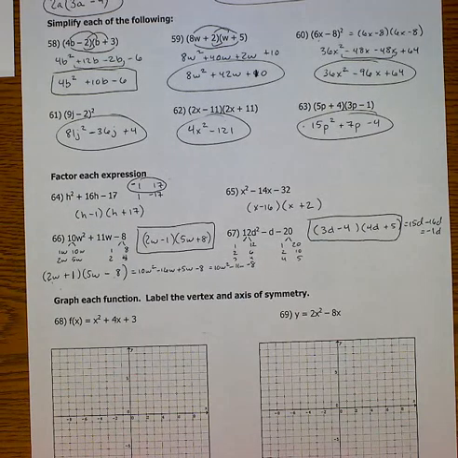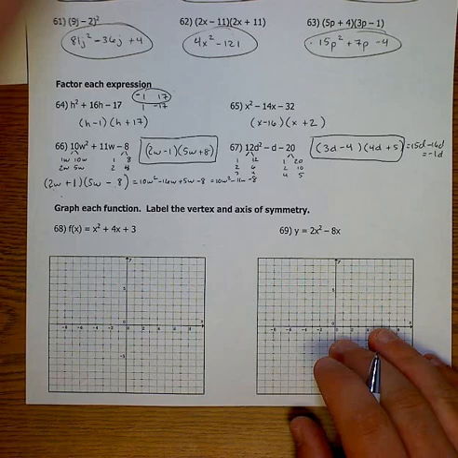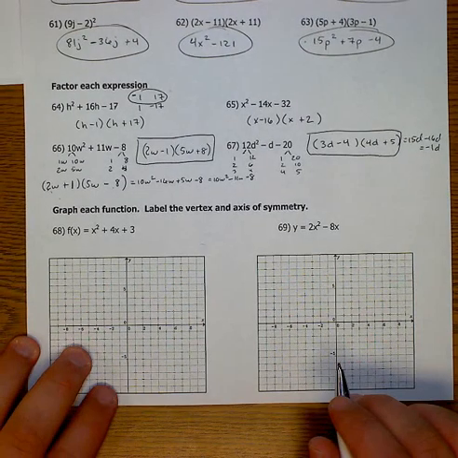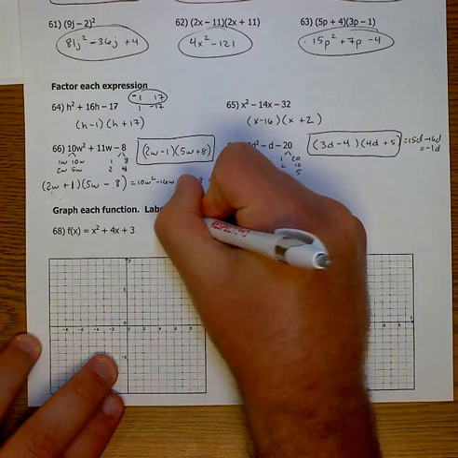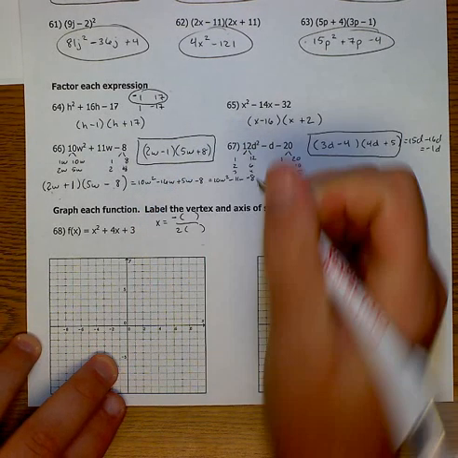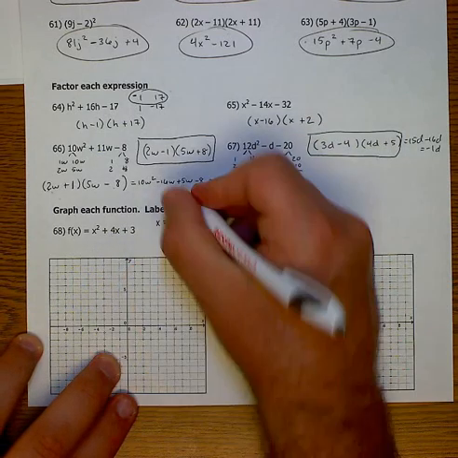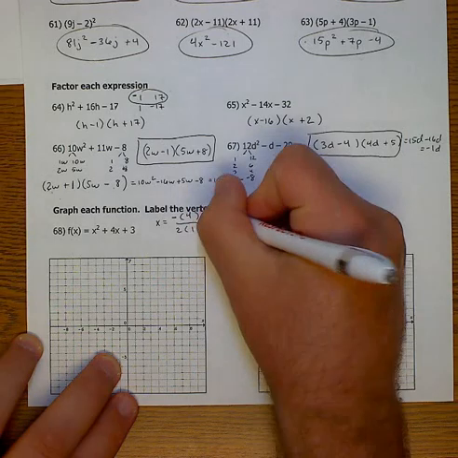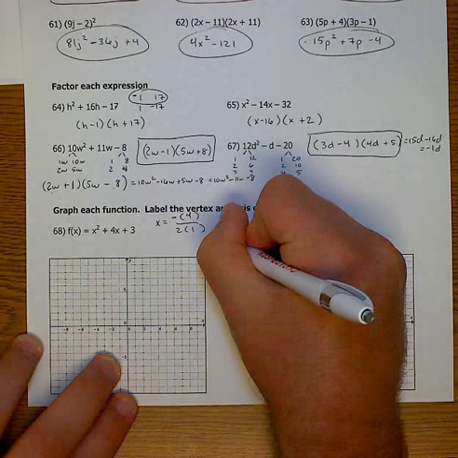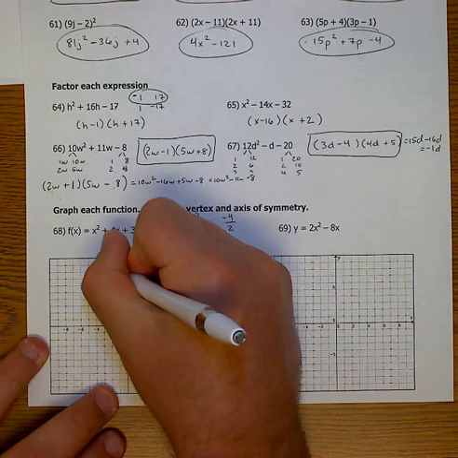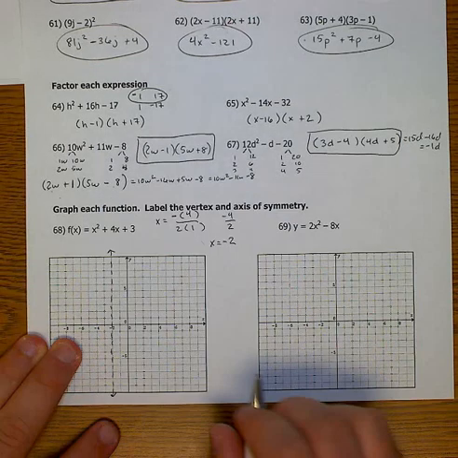Okay, 68 and 69 are graphing a quadratic. To do that, you need the AOS, which is -b over 2a. Just did this in class, so I'm going to go a little quicker on this. B is 4, a is 1, so that becomes -4 over 2. My AOS is x equals -2. That's the middle of my parabola. I'm going to go ahead and draw that in. Okay, so that's my AOS.